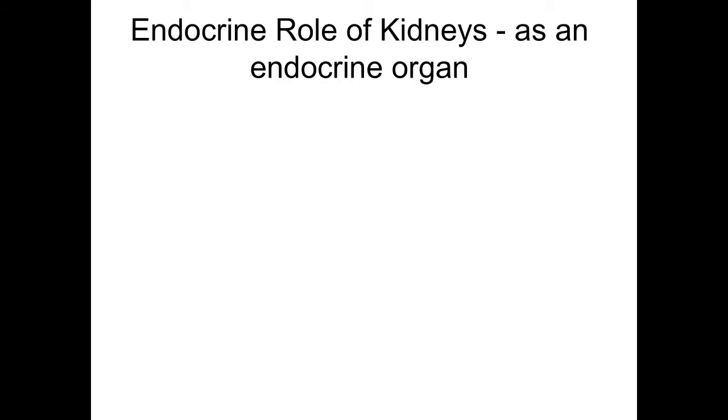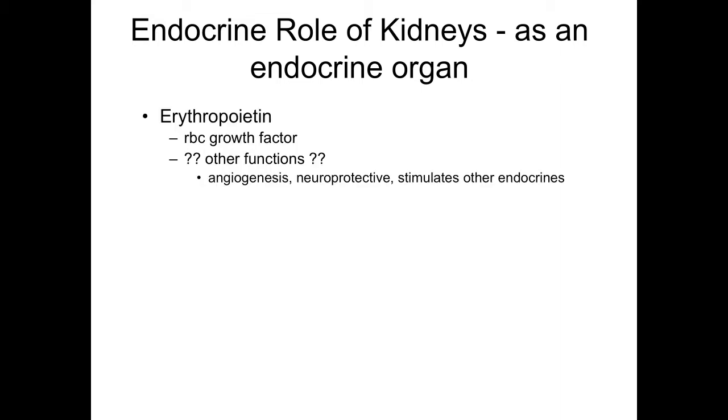As far as an endocrine role, the kidneys do function as an endocrine organ. For example, the kidneys synthesize and secrete erythropoietin, which is a growth factor for red blood cells. Erythropoietin may also serve some other functions in the body. Notably, it may play some role in angiogenesis. It may have some neuroprotective functions, and it may stimulate the synthesis or secretion of other endocrine organs.